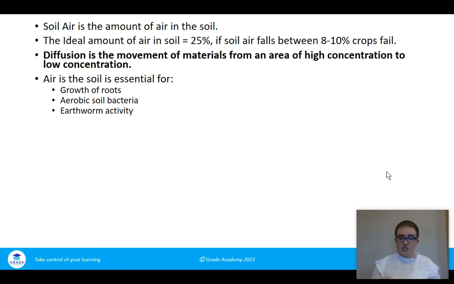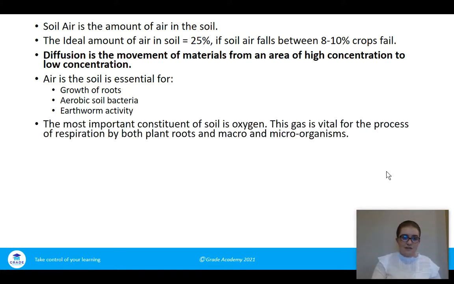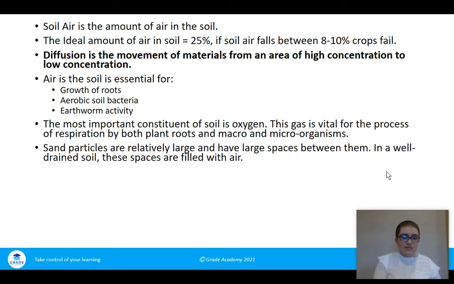They need oxygen. Where you have very low levels of air, you're going to have very low levels of oxygen. You're not going to have many living organisms there, and so fertility in the soil is going to be decreased. The most important constituent of soil even is oxygen, and this is really important for respiration, which is the breakdown of nutrients and releasing the energy. So that's needed by both macro and micronutrients.